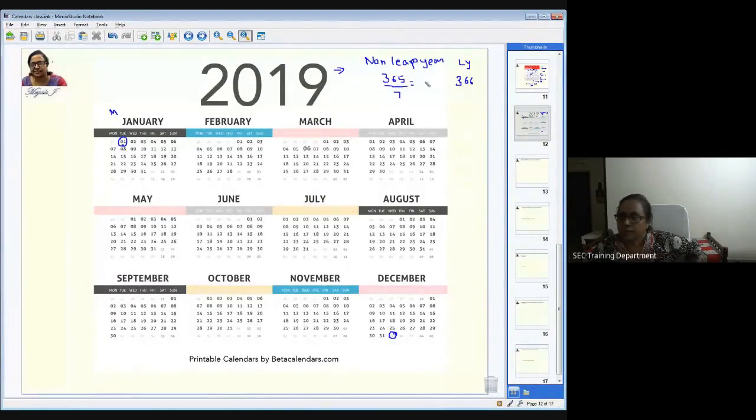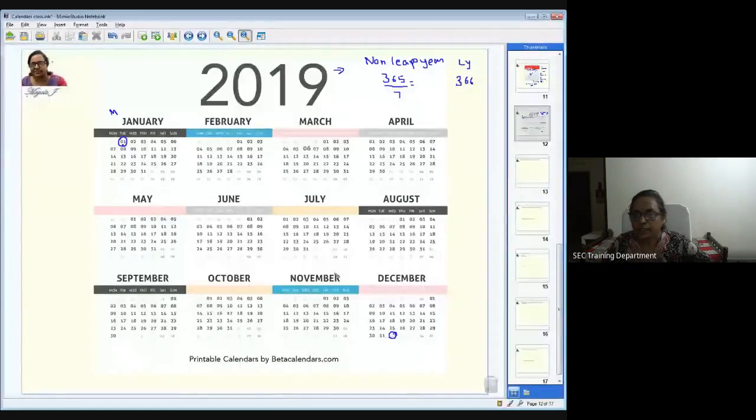When you divide this by 7, what is the remainder? Good. So it's going to be 1 day, right? 35 goes here, the balance will be 1, and 365 by 7, the 1 is the remainder. That means it is extended by 1 day. So that is why, if it is Tuesday, it is going to extend by 1 day. That's going to be Wednesday.